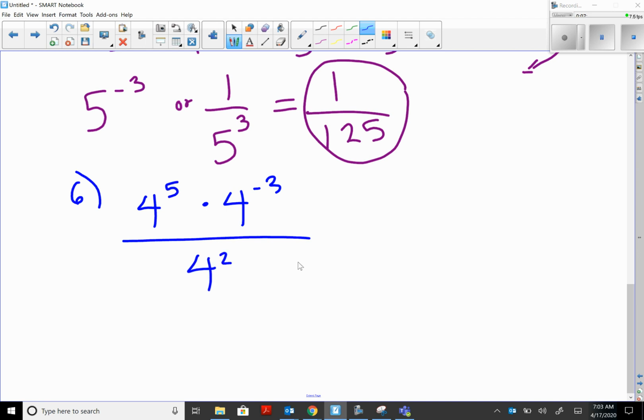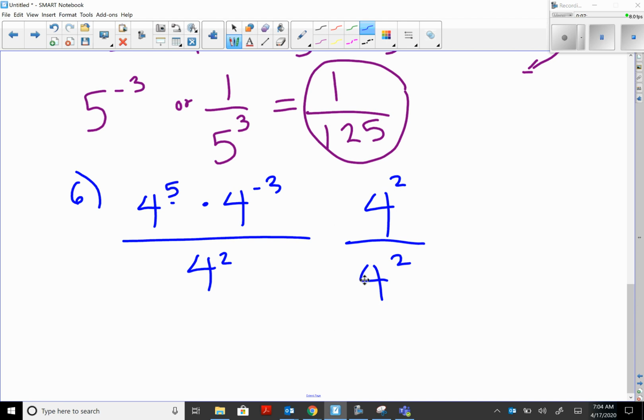All right, once again, I've got a lot going on in this one. I'm going to start with just the numerator, which tells me that I can use the product property and I can add my exponents because I'm multiplying and they're both 4 as a base. 5 plus negative 3 is 2. So my numerator becomes 4 to the second power. All I did was add the 5 and the negative 3.